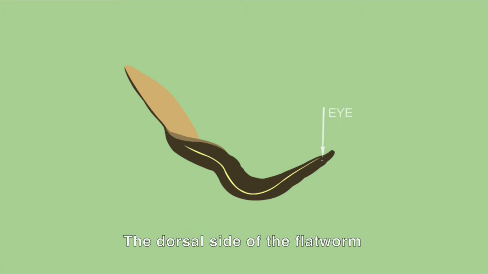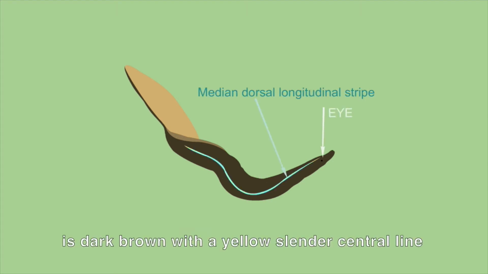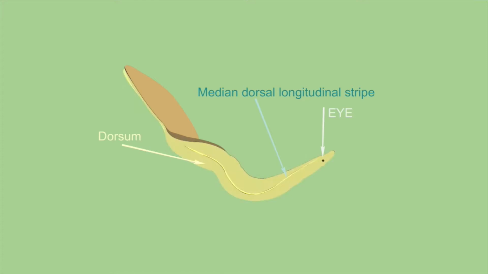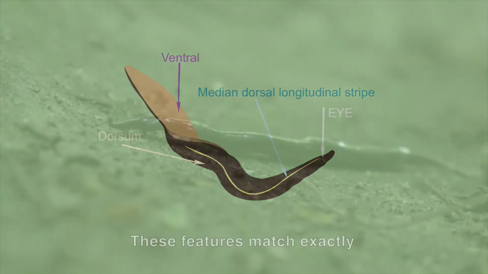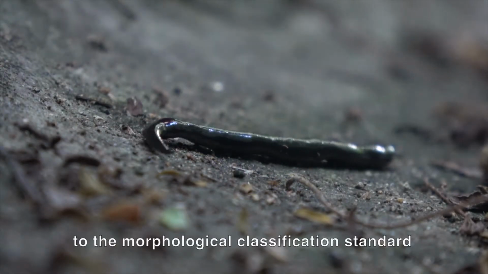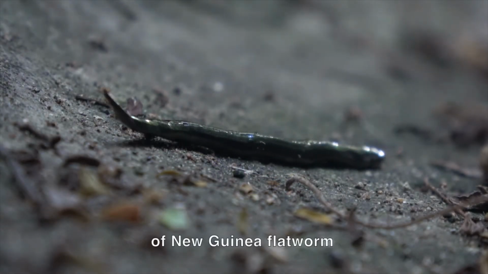The dorsal side of the flatworm is dark brown with a yellow slender central line, and its ventral side is pale gray. These features match exactly the morphological classification standard of the New Guinea flatworm.